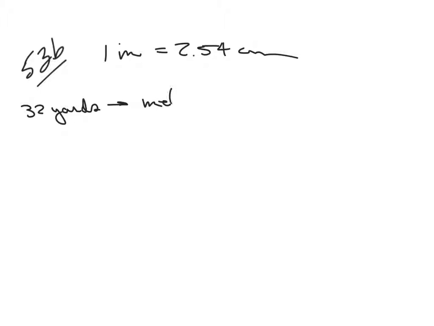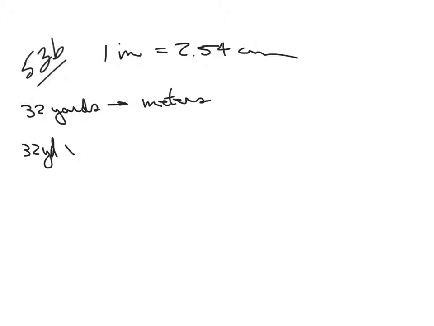So what we're going to use as that crossover is 1 inch equals 2.54 centimeters. So for example, if we are trying to convert 32 yards to meters, we're going to do it just like we always did.